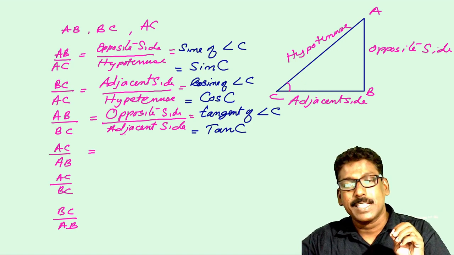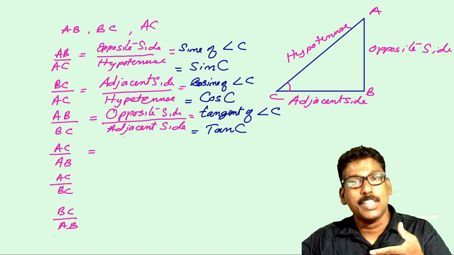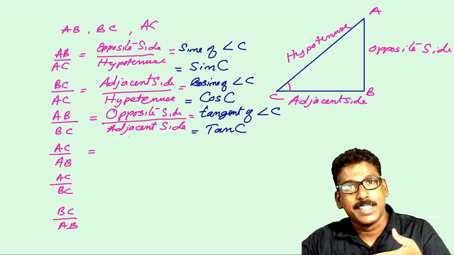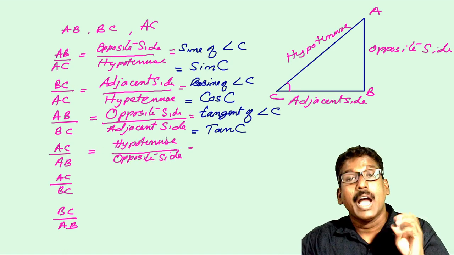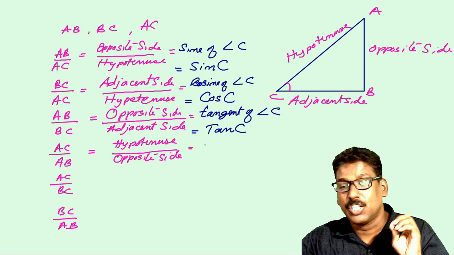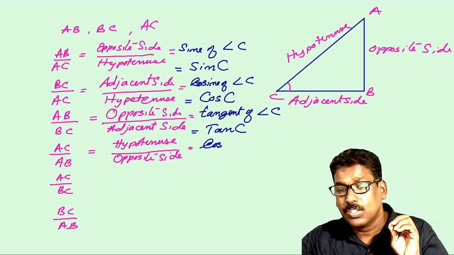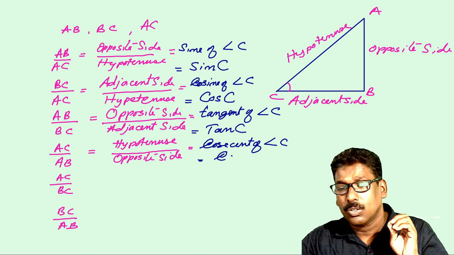Now, what is AC by AB? AC by AB is hypotenuse by opposite side. That is the reciprocal of sine of angle C. Right? So, this you can write it as hypotenuse by opposite side, and this ratio we can call it as cosecant of angle C, or in short you can write it as cosec C.